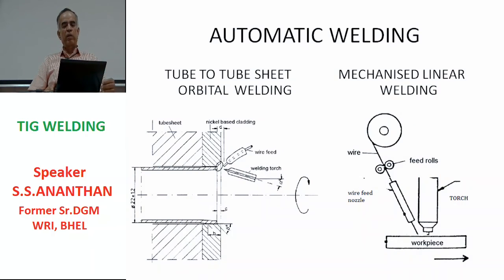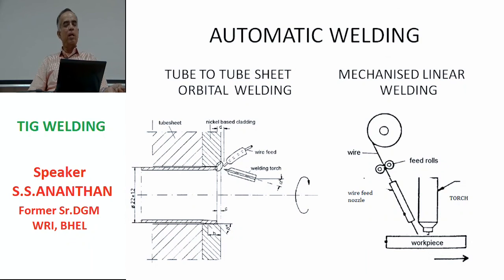Two more variations are shown here. Left side is a tube to tube sheet orbital welding. In this particular case, a very thin walled tube is attached to a very thick tube sheet which is a plate, and you can see that it's a plate which is shown in the vertical case and the tube is horizontally placed. So welding takes place in this case by means of the torch which moves around the corner of this interface. That you can see the welding torch and the wire feed also shown here, and all are rotating 360 degrees around the interface.